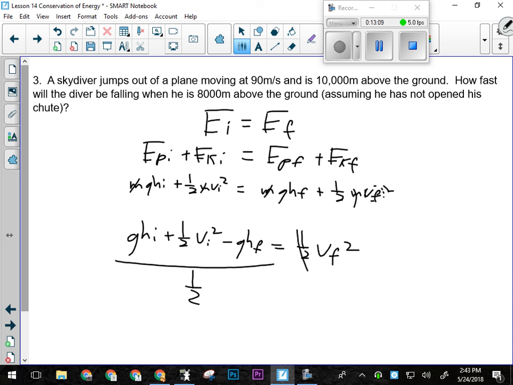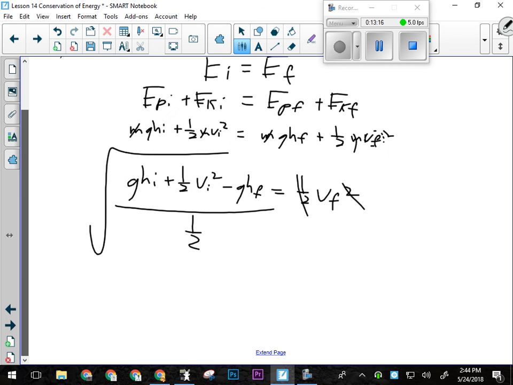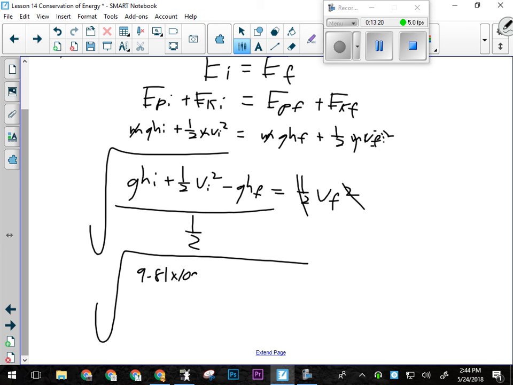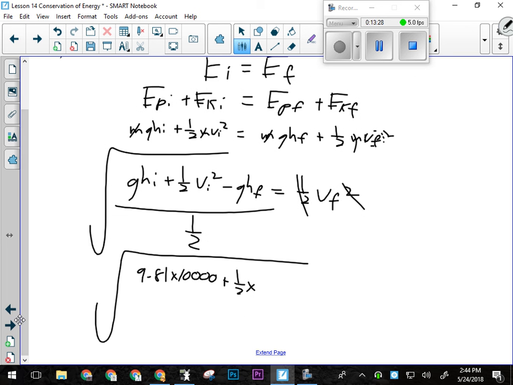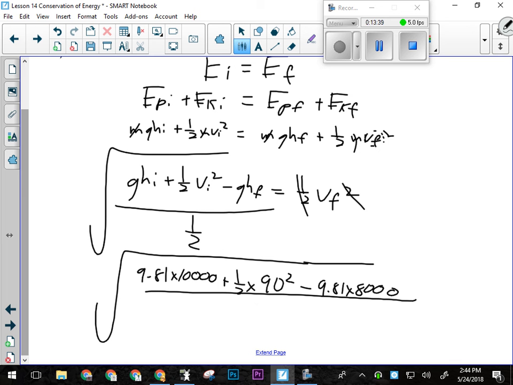Do I want it squared or normal? Normal. What do I have to do to both sides? Square root. So what that will leave me with is this: 9.81 times 10,000 meters plus 1/2 times 90 meters per second, and that's squared, minus 9.81 times 8,000, all divided by 1/2 and square rooted.